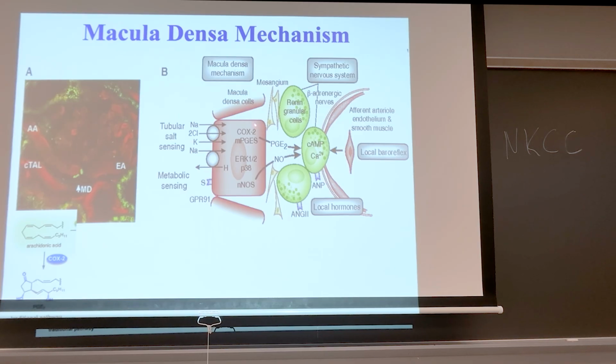And that will activate these three enzyme complexes. The first two, COX-2 and prostaglandin E synthase, work together to produce prostaglandins, which are fatty acid derivatives. Remember yesterday we called them paracrine ligands. And they will cross from the macula densa cells and activate the granular cells here, or the juxtaglomerular cells.